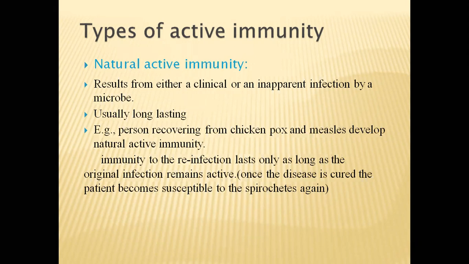Immunity to reinfection lasts only as long as the original infection remains active. That is, once the disease is cured, the patient may become susceptible to the particular microorganism again. So when does this happen? When we get infected with that microorganism, our body's humoral immunity comes into action. Our body fights that infection, and then it also memorizes it so that we don't get infected by the same microorganism. The simple example is that when we have chickenpox, we don't develop a second infection of chickenpox. That is an example of natural active immunity.